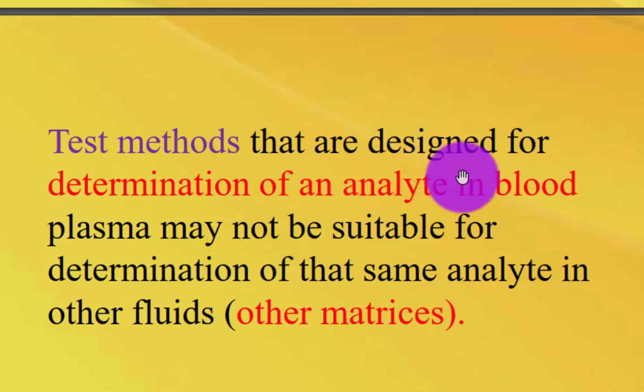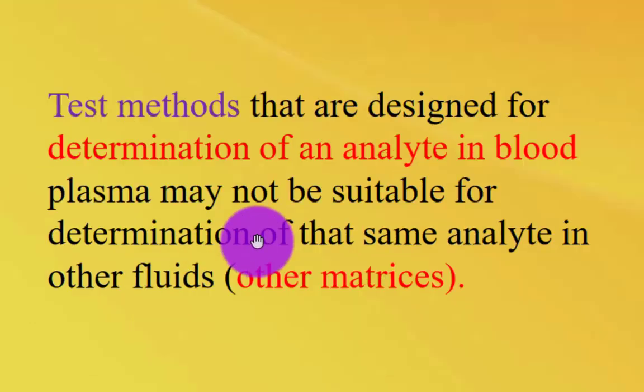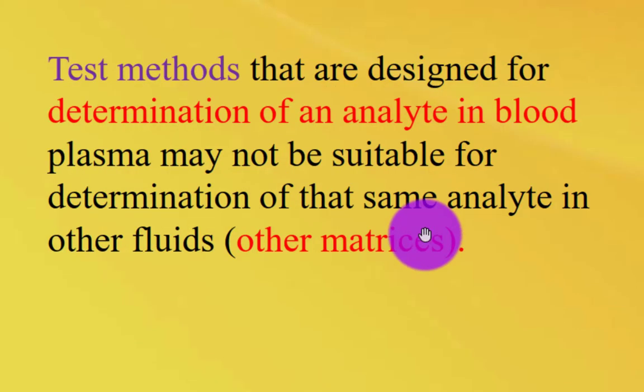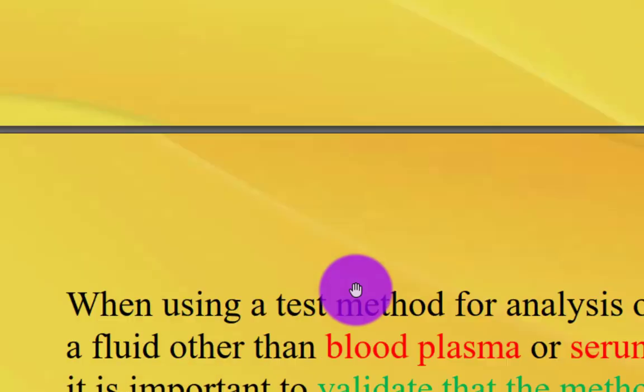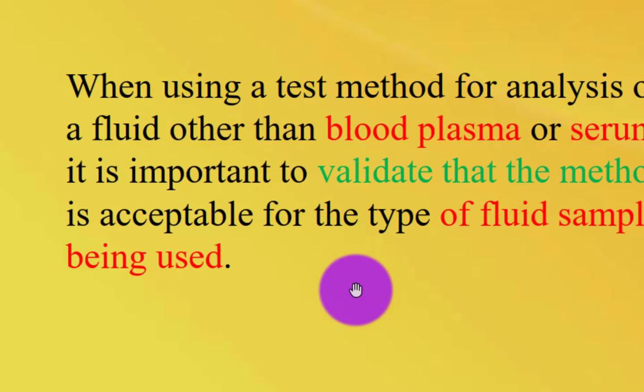Test methods that are designed for determination of an analyte in blood plasma may not be suitable for determination of that same analyte in other matrices. When using a test method for analysis of a fluid other than blood, plasma, or serum, it's important to validate that the method is acceptable for the type of fluid sample being used.